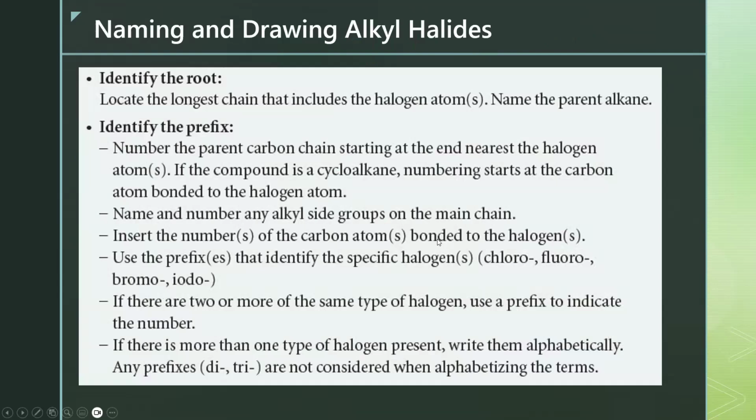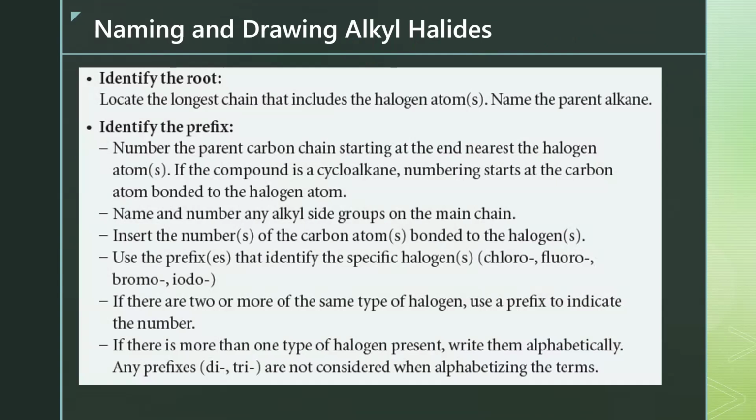So anyway, jumping right into naming them, very similar to the other stuff, guys. Let's be honest here. Locate the longest chain that includes the halogen atoms. Name the parent alkane. So again, just like we did with the alcohols just now, don't actually count the halogen as one of them. You only count the carbons, but you have to link it on to the main chain, right? That's the idea.